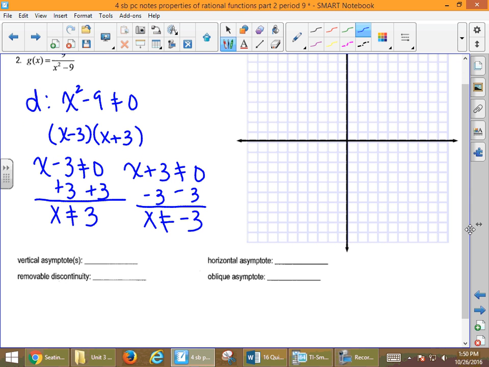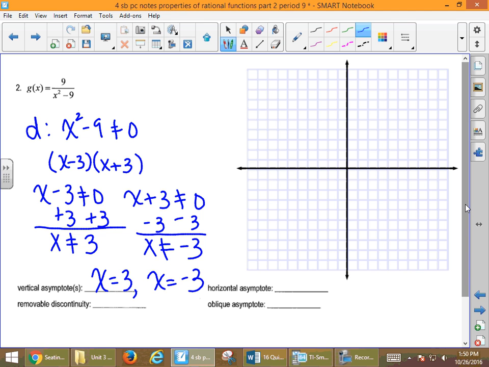So we get x equals 3, x equals negative 3, and if you prefer, you can write x equals plus or minus 3, because it is going to be equal. And if we look over here on our graph, then we could put that in right now. x equals 3, x equals negative 3.